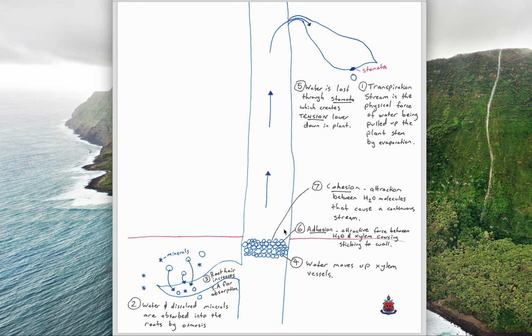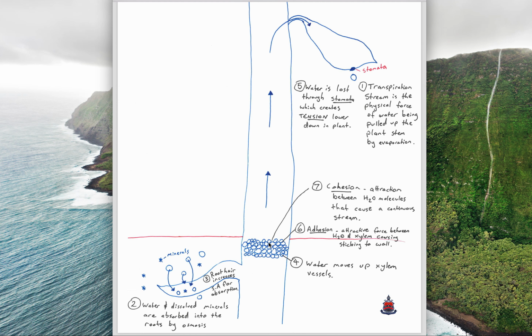So you can imagine if you had a really, really super thin straw, water will actually stick in that straw because the water molecules will stick to the side of the straw, or in this case, the xylem. So that's adhesion. And then lastly, cohesion is the water particles actually stick together.